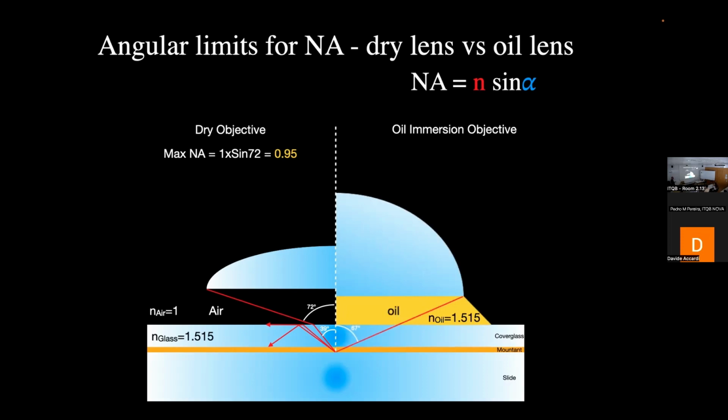If we compare with an oil lens, what happens? Oil has the same refractive index of glass, 1.515. And when light travels through one single medium, or different media that have the very same refractive index, so same optical properties, it doesn't slow down and it doesn't bend. So it propagates in a straight line, and then we can collect a much larger angle of information, a larger cone of light, and therefore we have a maximum numerical aperture that is 1.4.